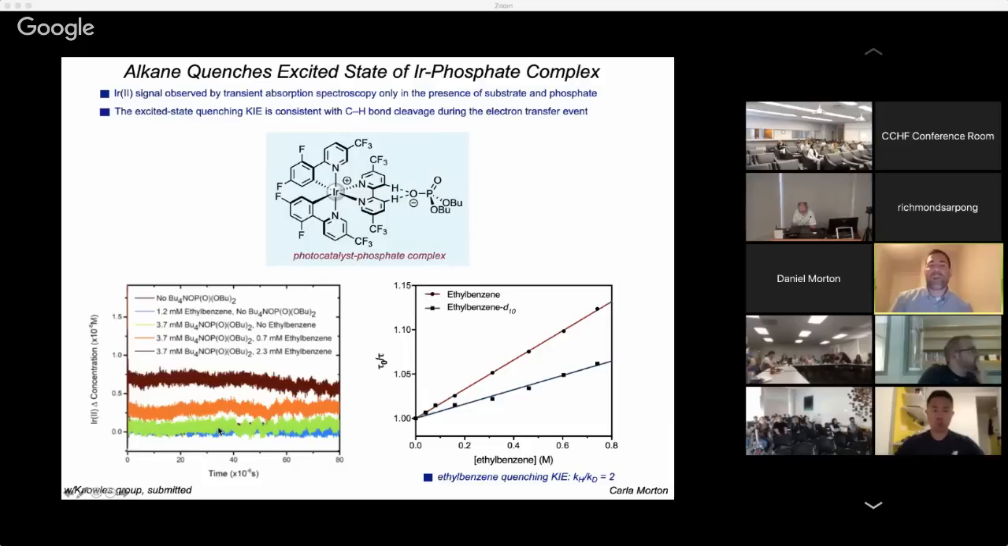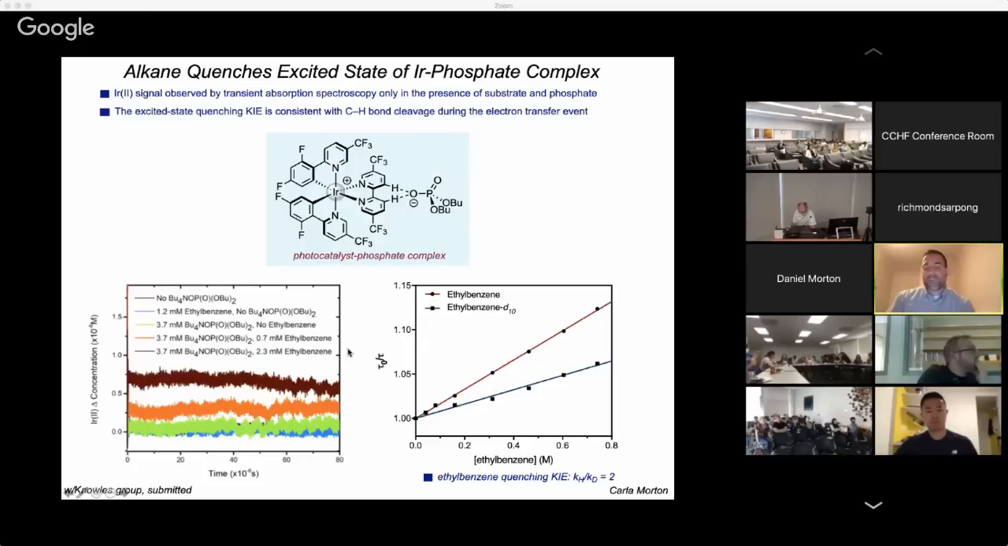However, when the iridium is in there with the base and the substrate, ethylbenzene being just a representative substrate here, that's when you start to see iridium-2. So it requires your CH substrate to be in there in order to see the iridium-2. And then with more substrate, you see even more iridium-2.